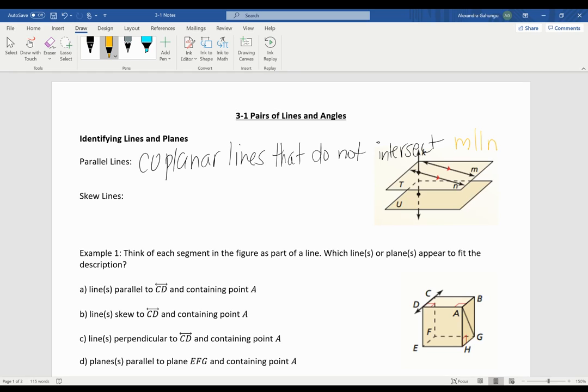Skew lines are kind of our newer lines. These are non-coplanar lines. That's the important part. Non-coplanar lines that do not intersect. So they also don't have a point where they meet.